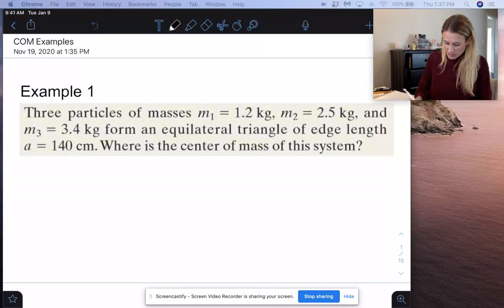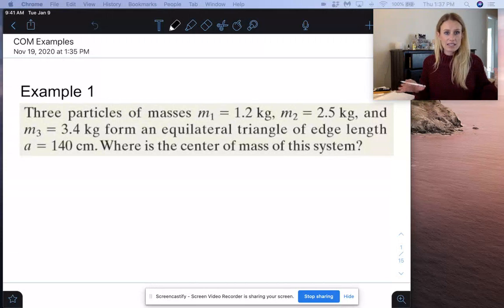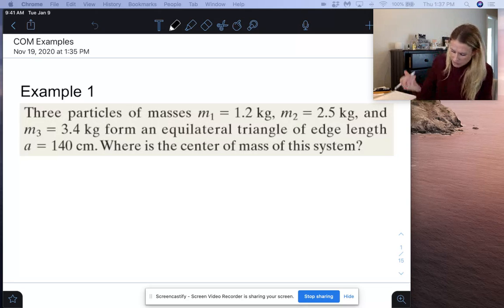So for something like this, what we need to do is draw a coordinate system, and the easiest way to do this is to put those masses on it. One is going to go on the origin and another is going to go on the x-axis, so that the y coordinates for both of those, and also the x coordinate for one of them, are going to be 0. It makes our math a little bit easier, and I'll show you what I mean by that.